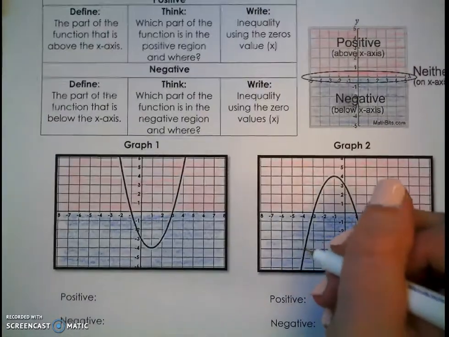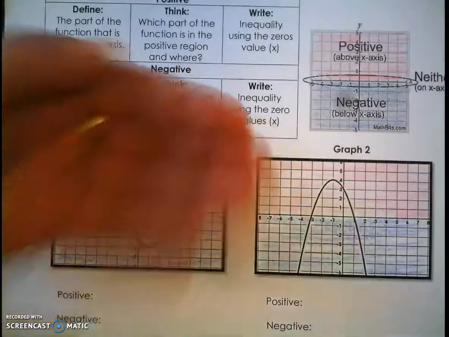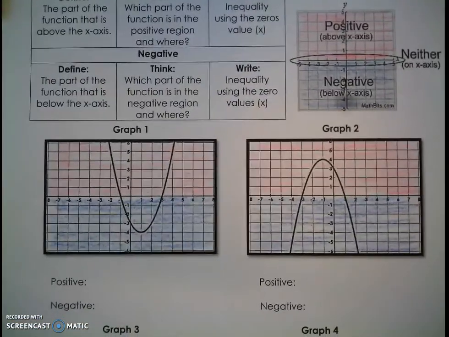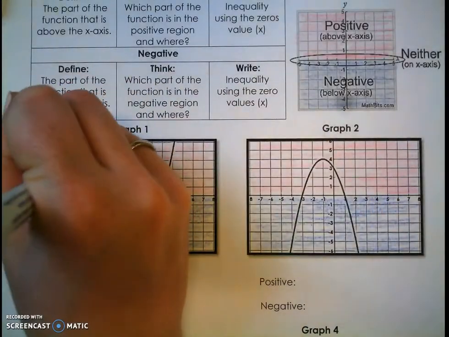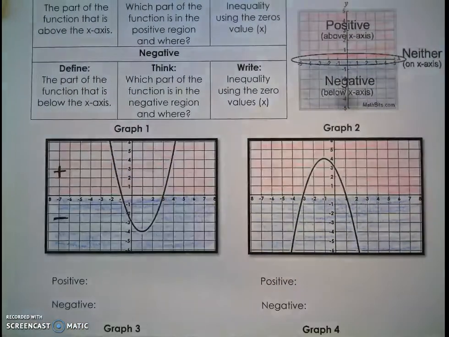So I like to shade mine in 2 different colors just so I can visually see, okay, this is one part, this is another part. You don't have to if you don't want to. It's just kind of like a little tip that might help you out. So I know everything above is positive and everything below is negative.